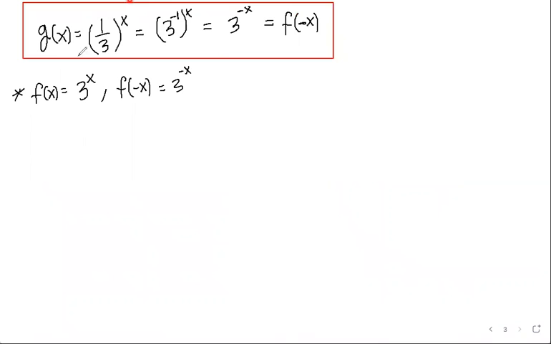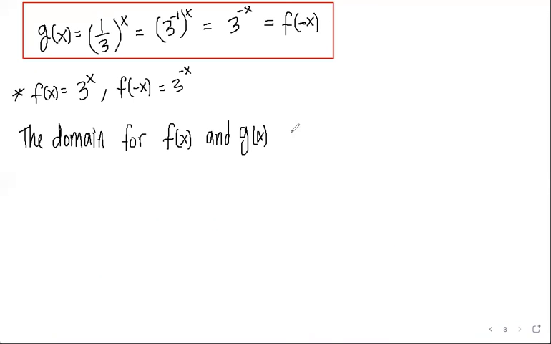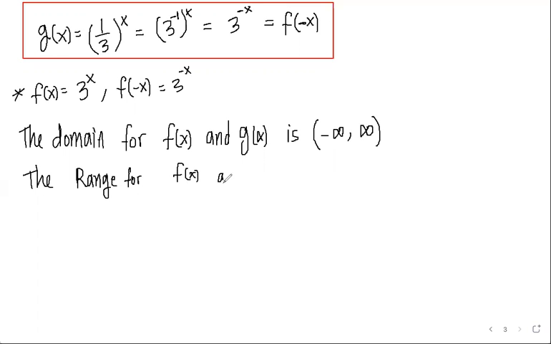So let me write down. The domain for f of x and the other function g of x is from open parentheses minus infinity to infinity. And I can also say the range for f of x and g of x is open parentheses from 0 to infinity.